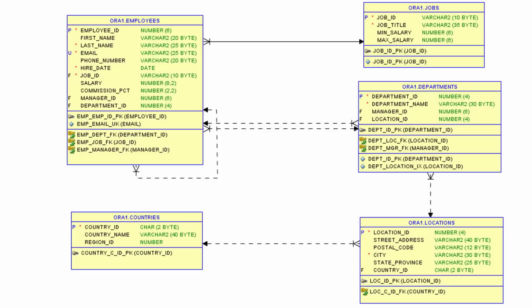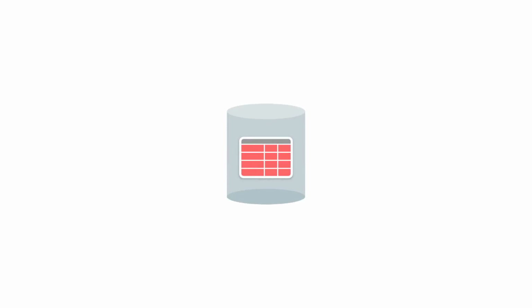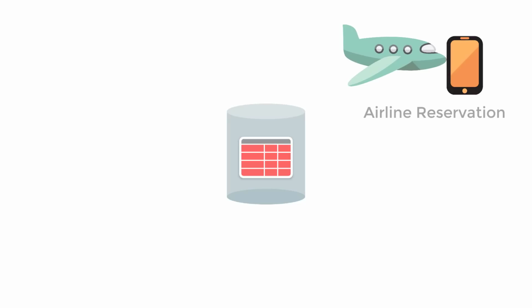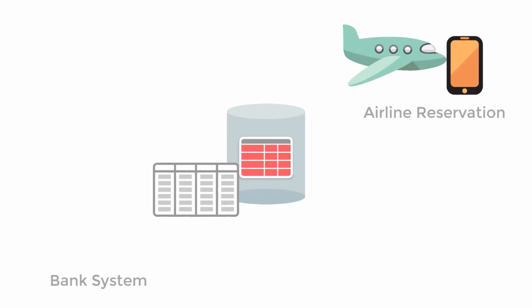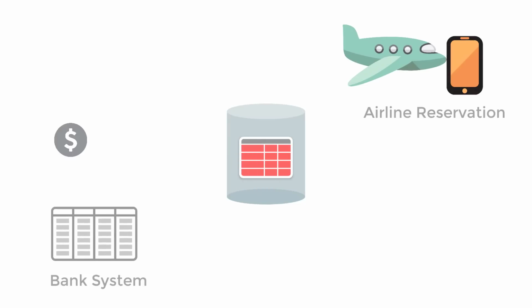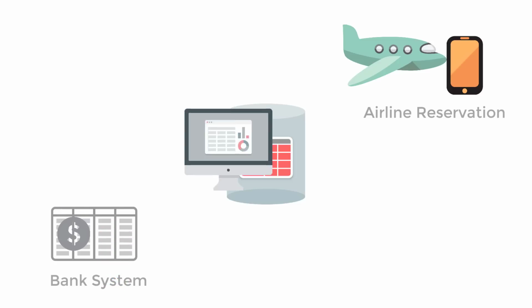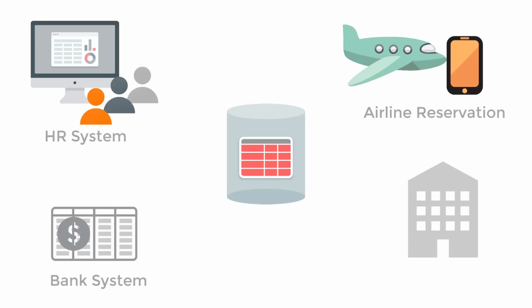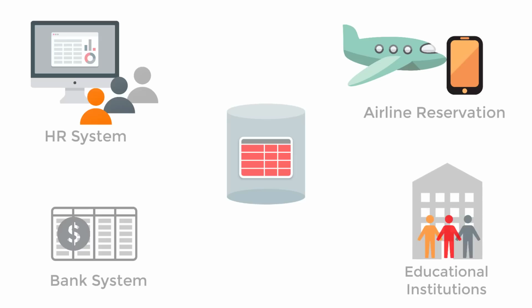Now, let us look at some examples where a relational database is put into effective use across various industries. Airline reservation system that stores customer travel information, bank systems that store customer information and enable transactions such as debit and credit of funds, human resource systems that store employee records, educational institutions to maintain student records and academic data. In general, we can conclude that relational databases are used in almost every sector where data needs to be managed.